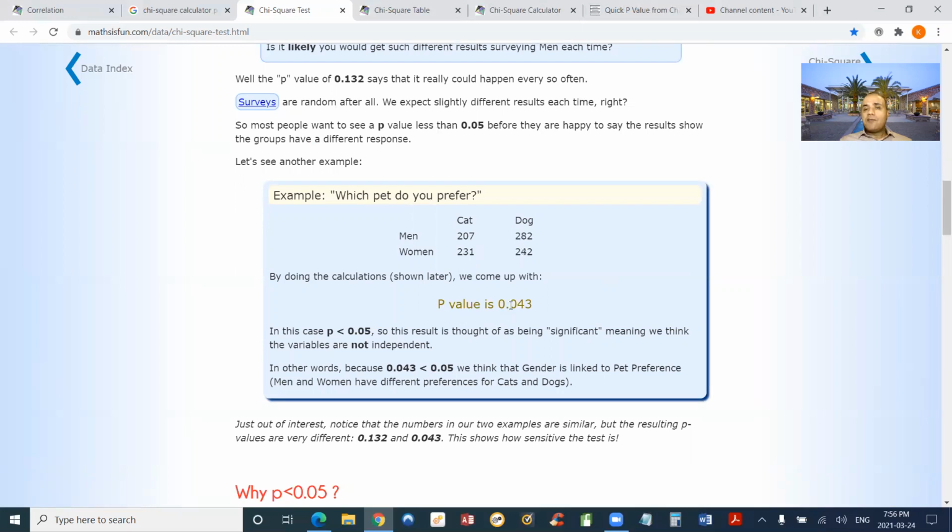And the calculation is 0.043, and it is less than 0.05. And the result is this is significant, which means the variables are not independent. They are dependent. So what does that mean? Gender and the pet preference have a relationship. They are dependent on each other.